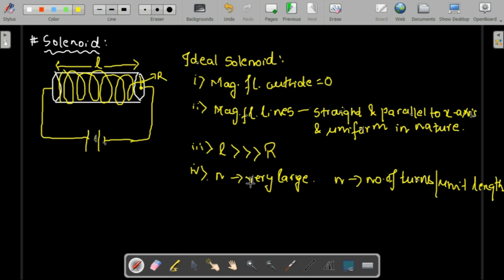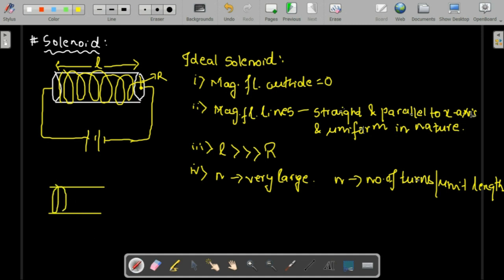Whenever we are considering a solenoid, the question is, what will be the magnetic field inside the solenoid? Before that, how does the magnetic field look inside a solenoid? So you're basically having a solenoid like this.